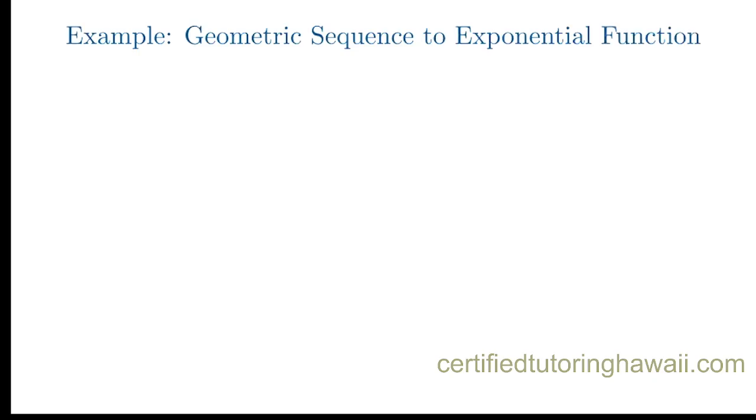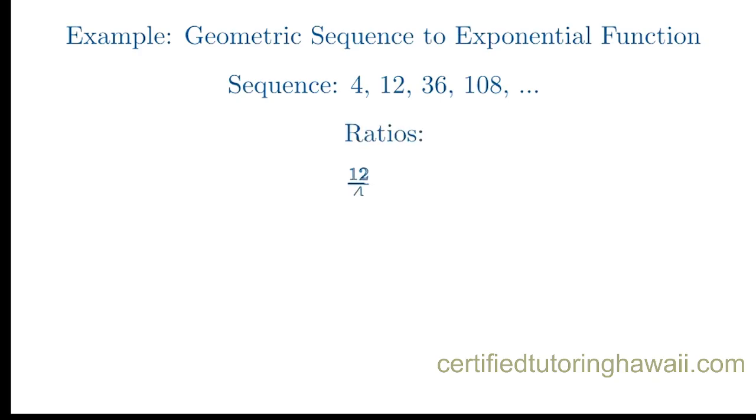Let's see this in action by turning a geometric sequence into an exponential function. We'll follow a similar process to our last example. Consider the geometric sequence: 4, 12, 36, 108, and so on. To verify it's geometric, we check the ratios between consecutive terms. 12 divided by 4 is 3. 36 divided by 12 is 3. 108 divided by 36 is 3. The ratio is constant. Since the ratio is constant, we know the relationship is exponential.